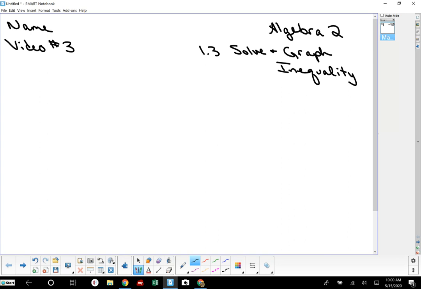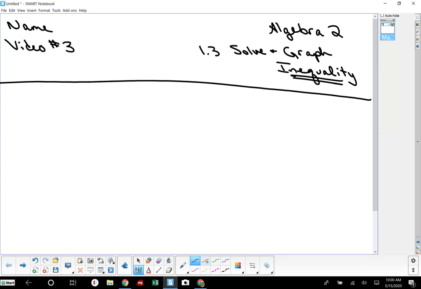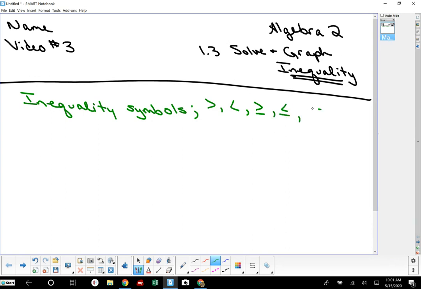So we've been talking about solving equations that have equality. They are equal to each other. These ones, we are talking about inequalities. So inequality symbols, and I will refer to them as symbols. They are not signs. Signs are plus and minus, right? Positive and negative. So these are symbols, and you have greater than, less than, greater than or equal to, less than or equal to, and sometimes not equal to. These ones are not going to be used in this video at all.